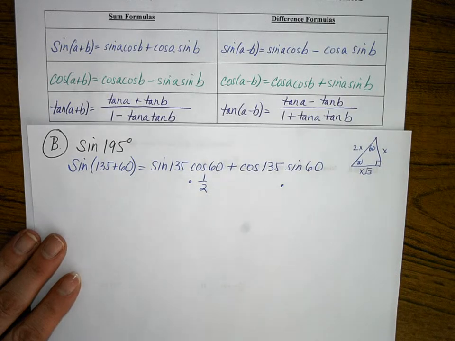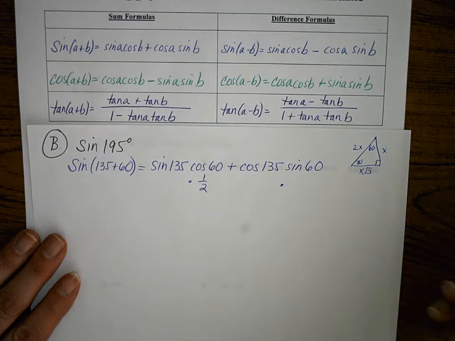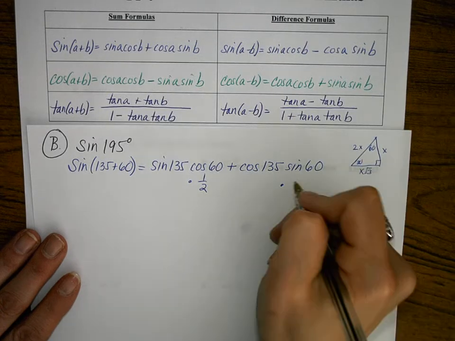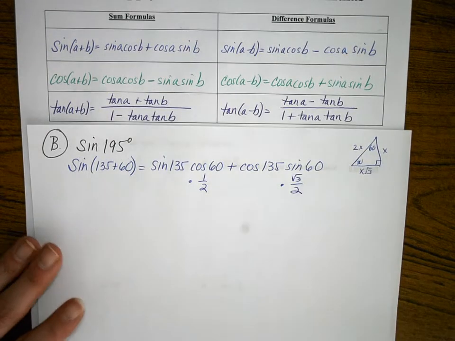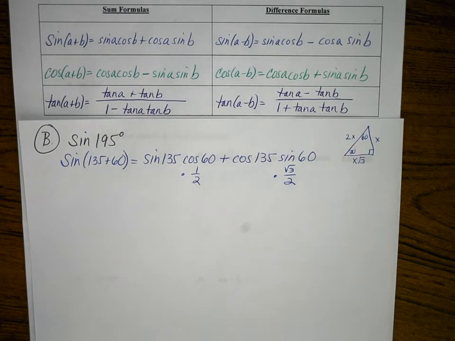What about the sine of 60, Tessa? What is the sine of 60 degrees? Beautiful. X root 3 over 2x simplifies to root 3 over 2. The challenging part comes when I start looking for 135. Does anybody have an idea what we're going to do to find the sine and the cosine of 135? You draw it on the graph and then you find the reference.